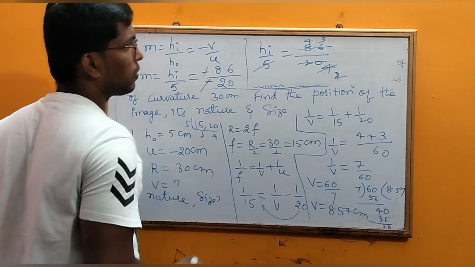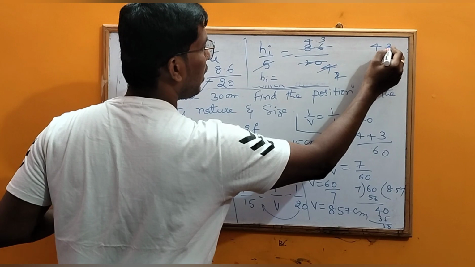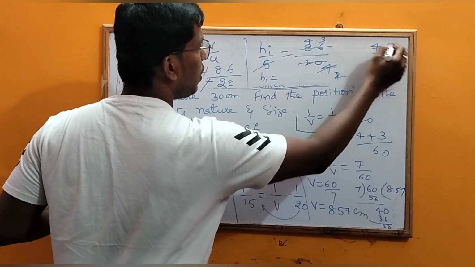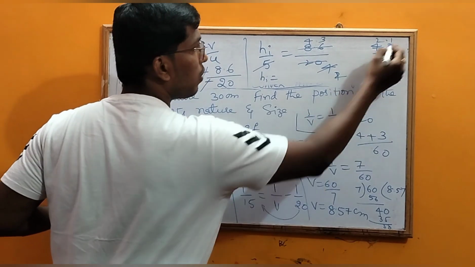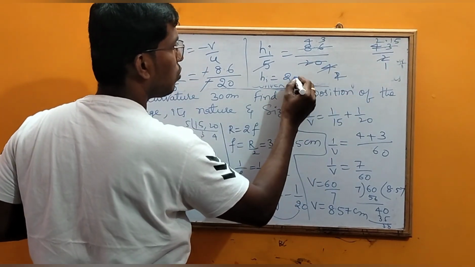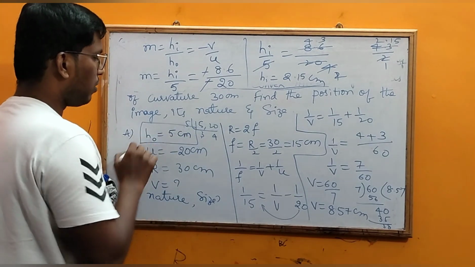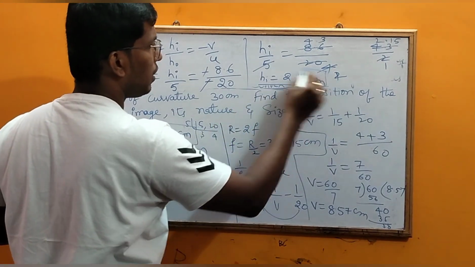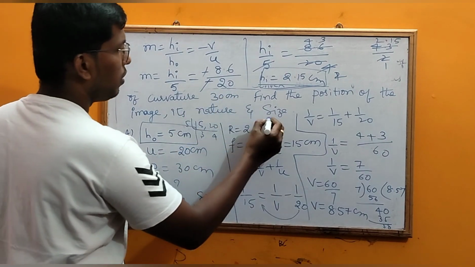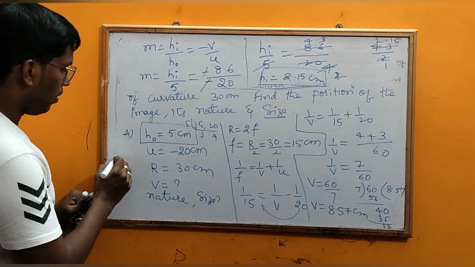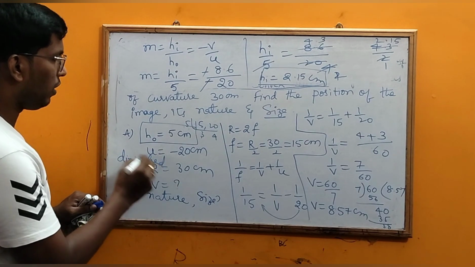So Hi is equal to 4.3 divided by 2, 2 1s are 2, 2 2s are 4, point 2 1s are 2, 10, 2 5s are 10. Hi is equal to 2.15 centimeter. As the object height is 5 centimeter, the image height is 2.15 centimeter. It means the size of the image is diminished.